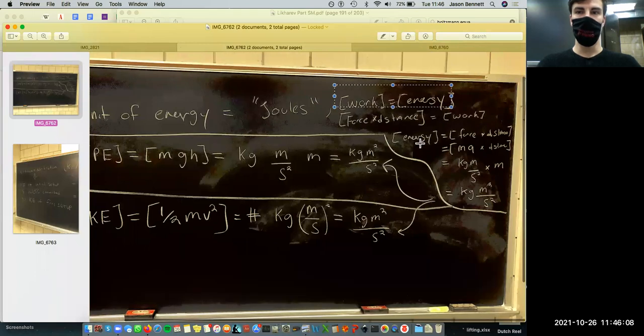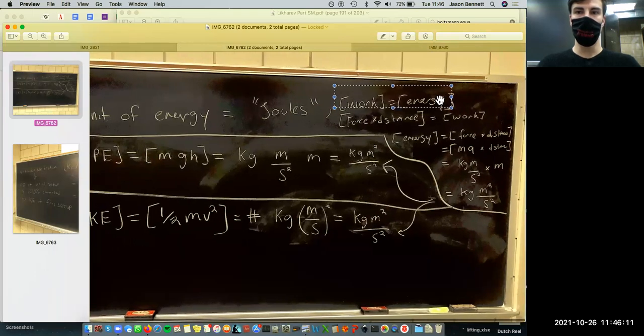So I already went over here. I said that work is equal to energy. Work is force times distance. So that means energy is force times distance. Force is ma. This m is mass, so it's in kilograms. This acceleration is in meters per second squared, and distance is in meters. And so my unit of energy is kilograms meters squared over second squared, and that is what's called a joule.